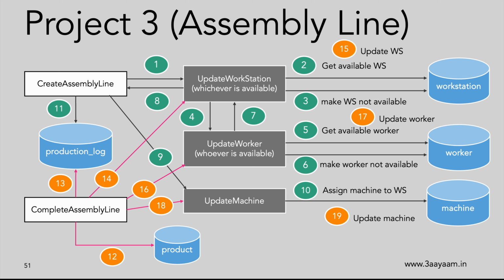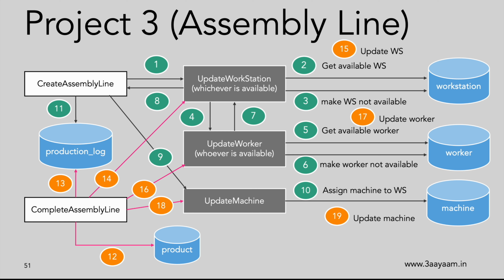You might imagine that there would be one more API, which would be check progress assembly line, and that would continuously update the workstation, update the worker, and update the machine. I'm not showing you that. You can go ahead and implement that.